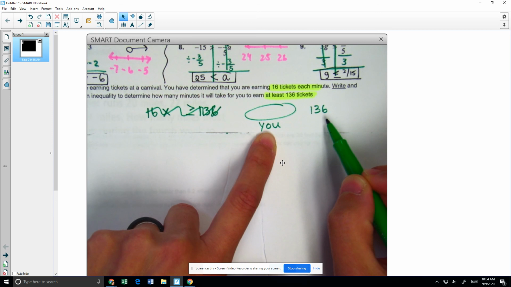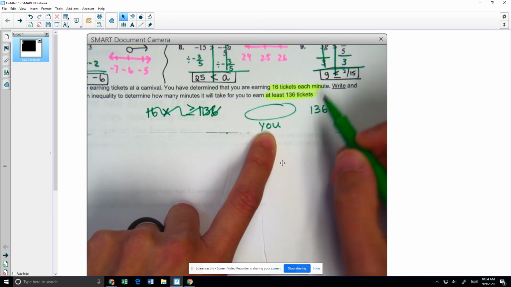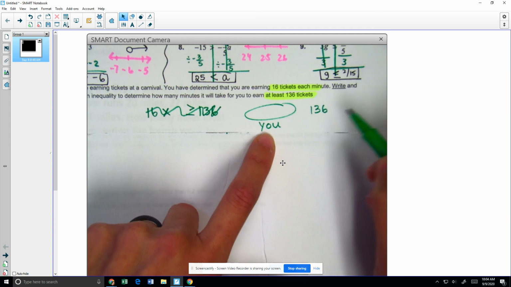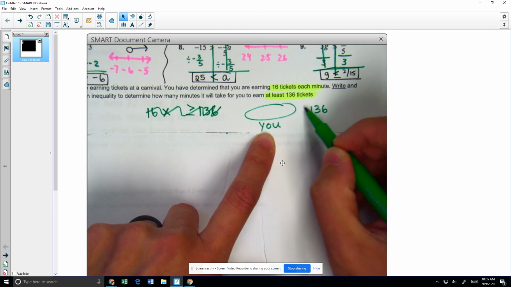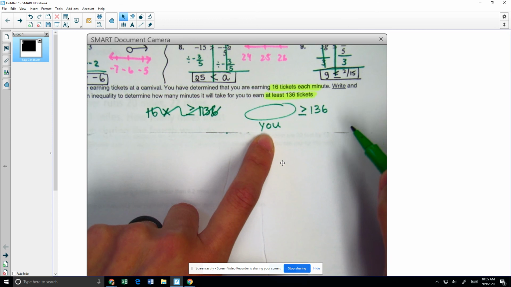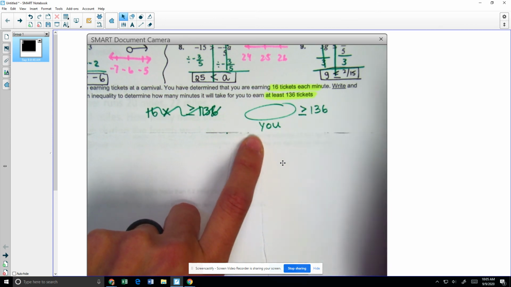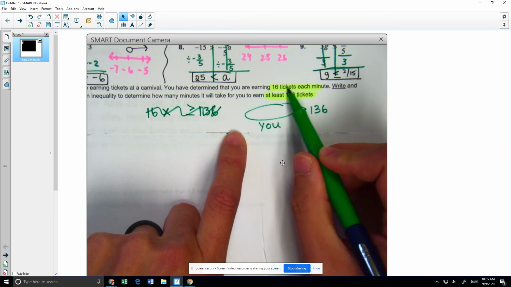If you had at least $136, that means you could have more than 136. At least means you can have more, so you can have greater than or equal to. That's kind of how I think of it in my head, how I work out which way the symbol is.